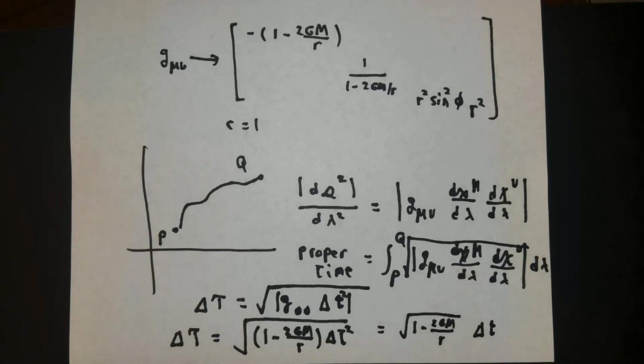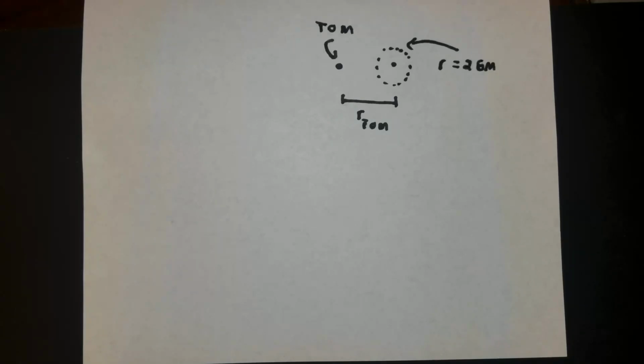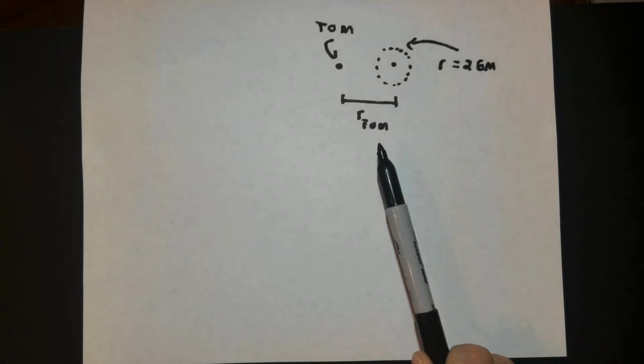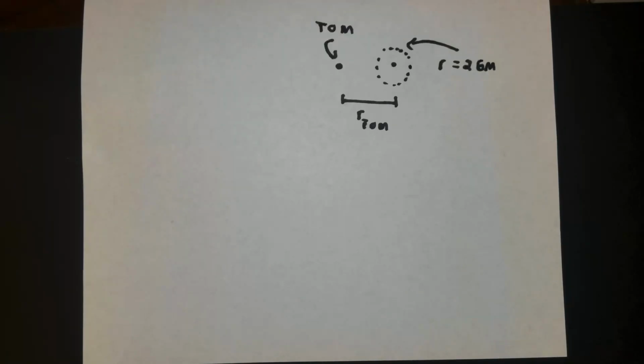And since all coordinates except the time coordinate are constant, I can simplify it to this form, keeping in mind that in this context, the r is actually constant. We'll imagine that we have an individual named Tom located at r coordinate, r sub Tom, which is outside the region where things are going to get a little strange. We'll have to talk about that later.